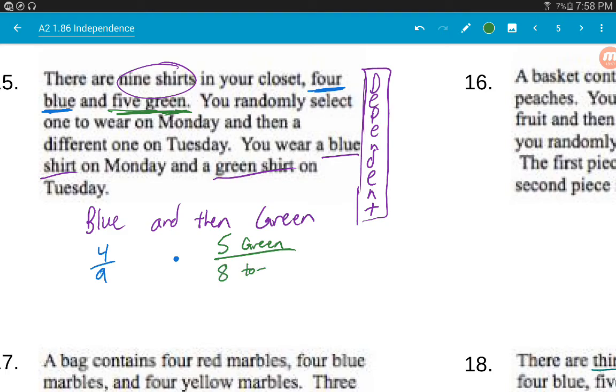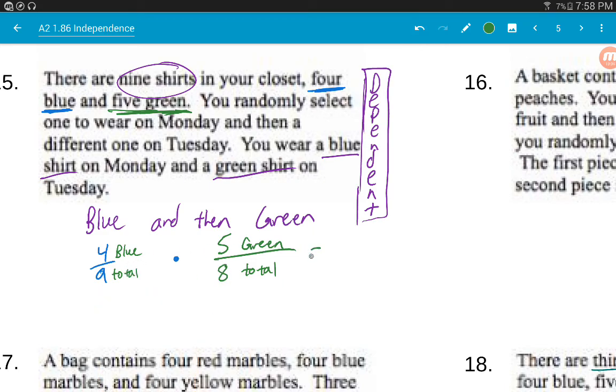8 total. Remember that after I wore that shirt on Monday, it went in the hamper, which I actually just realized I erased. So there were 9 total to choose from, but now that blue shirt that you wore on Monday is dirty. So it's in the hamper. It's waiting for wash. So you went from 9 total to 8 total choices for the second day.